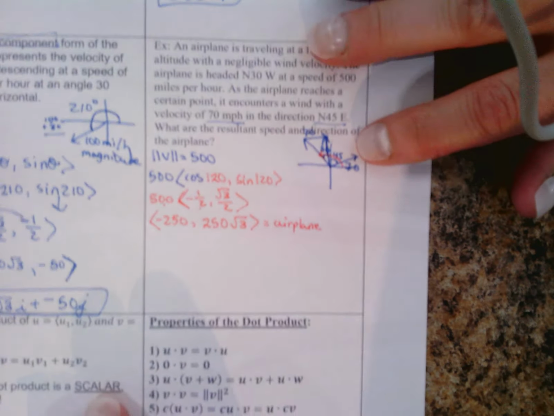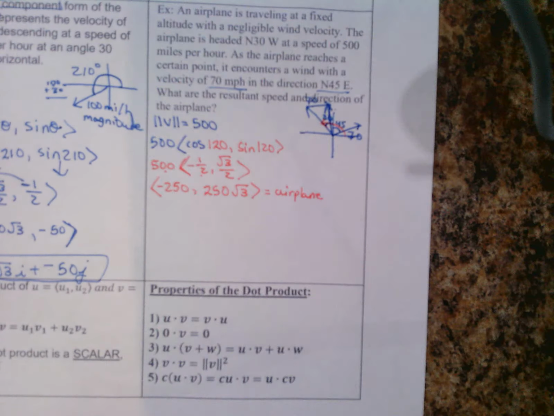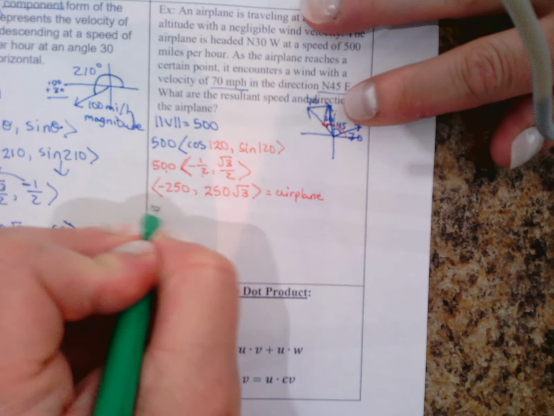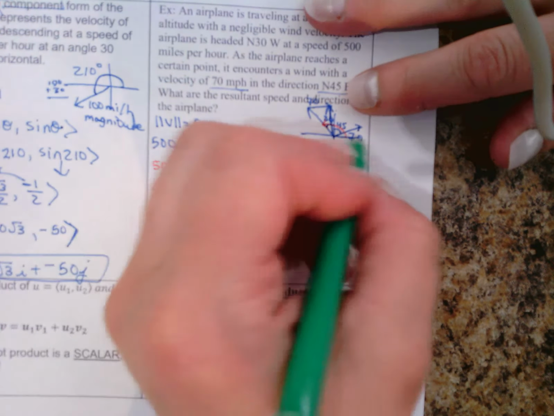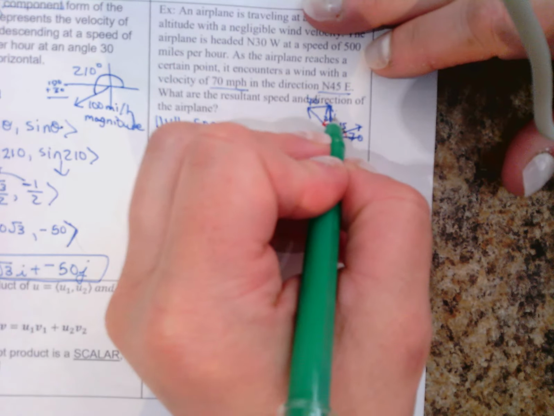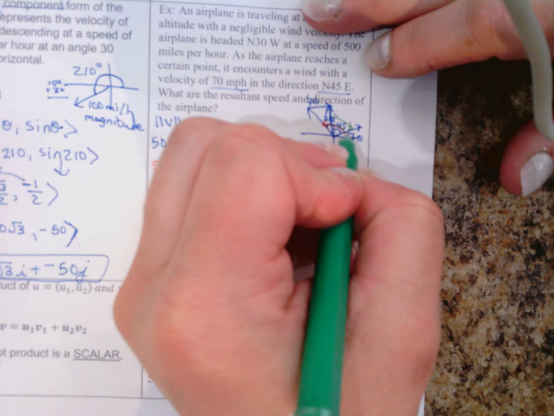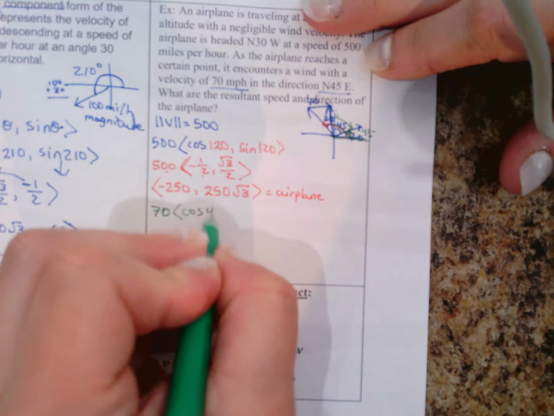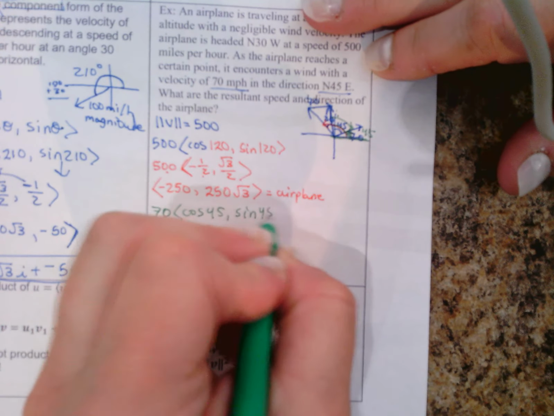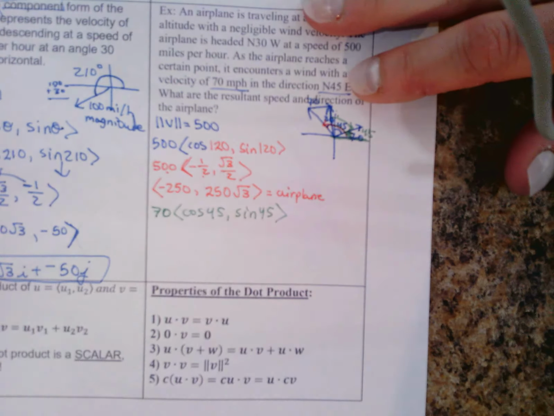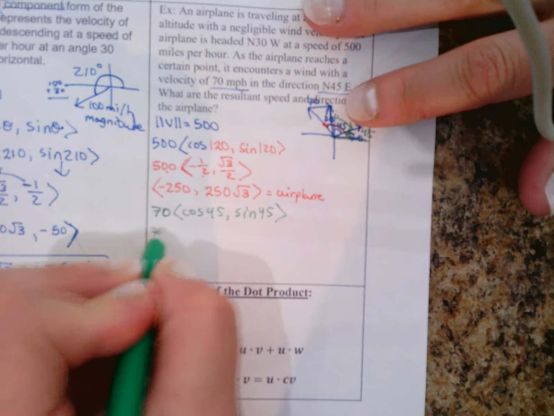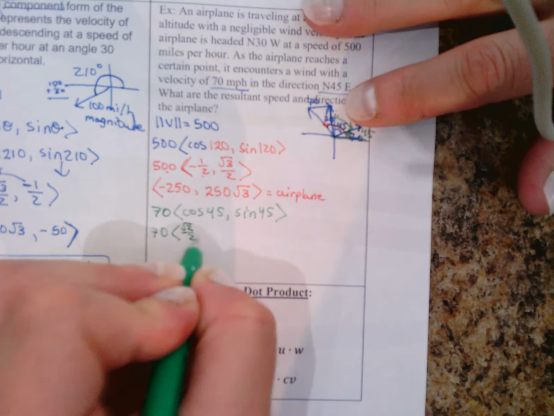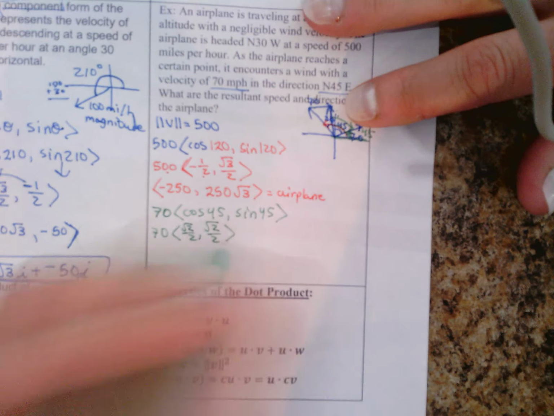That's my airplane's vector. But now I need to find my wind's vector. My wind's vector has a magnitude of 70. And our angle, well, if it was north 45 degrees east, then from my vertical up to that is also 45 degrees. So that's going to be cosine of 45, sine of 45. So 70 times, let's see, my cosine of 45 is √2/2, and my sine of 45 is √2/2.